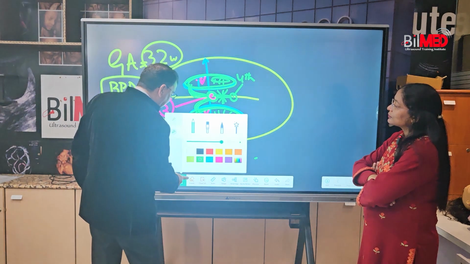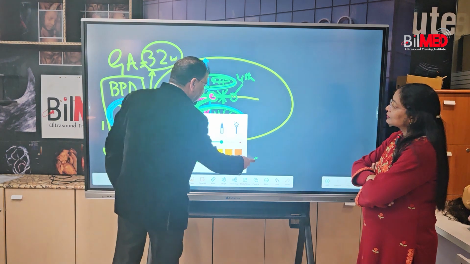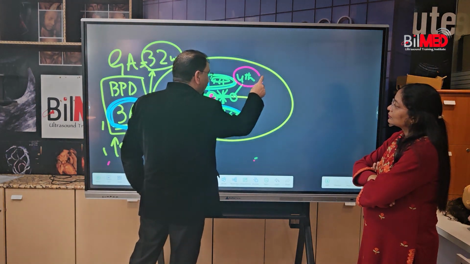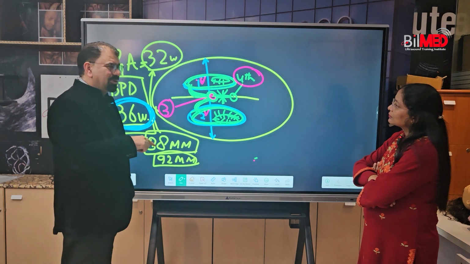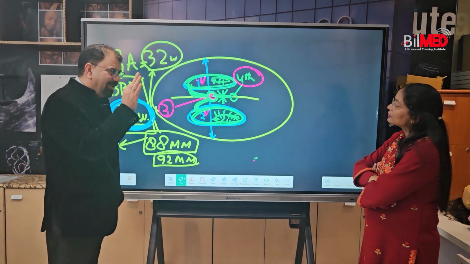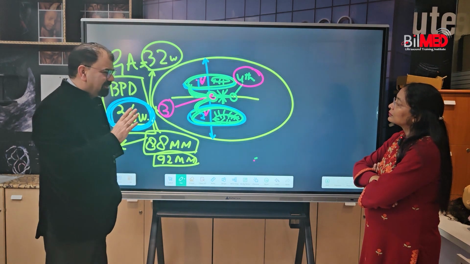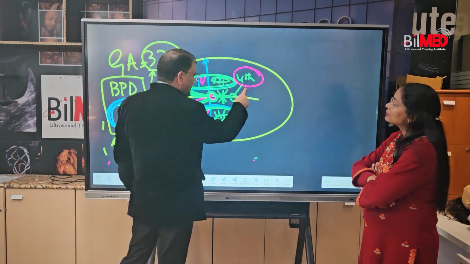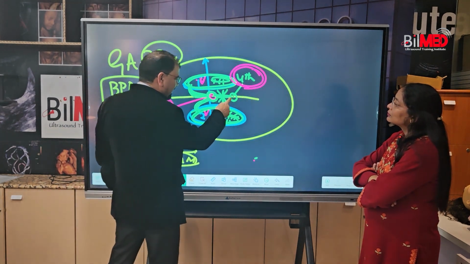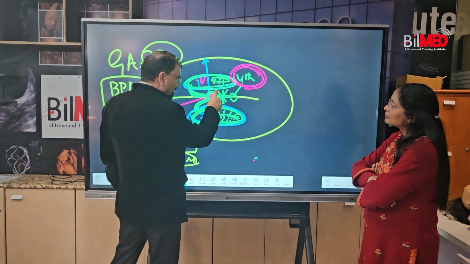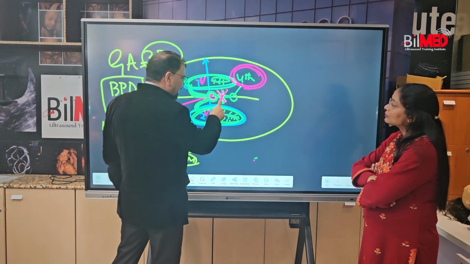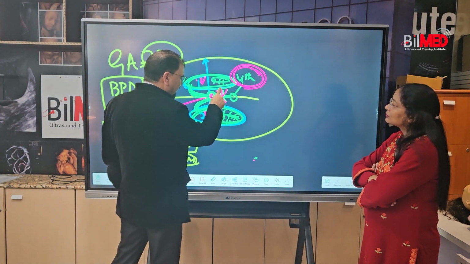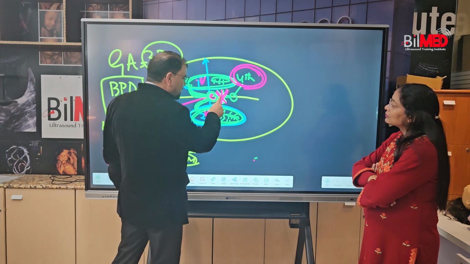What will be the status of the fourth ventricle in case of aqueductal stenosis? Will it be normal or dilated? Think first. Repeating the question. What will be the status of the fourth ventricle? And see here where the fourth ventricle is.